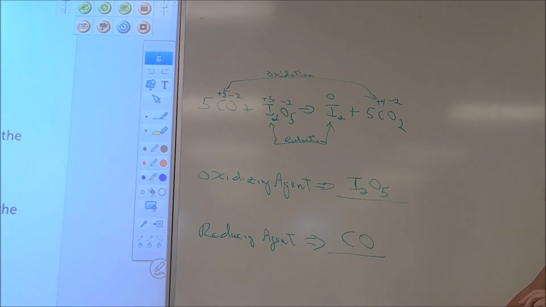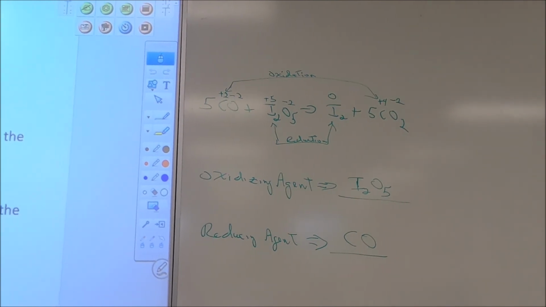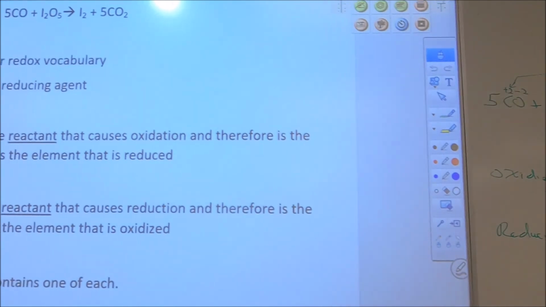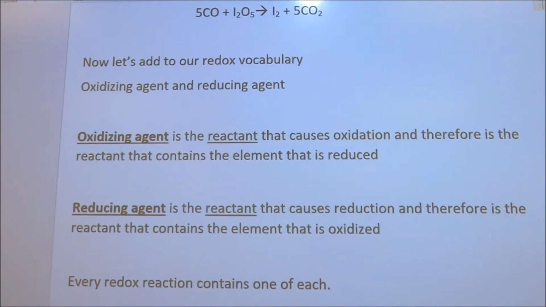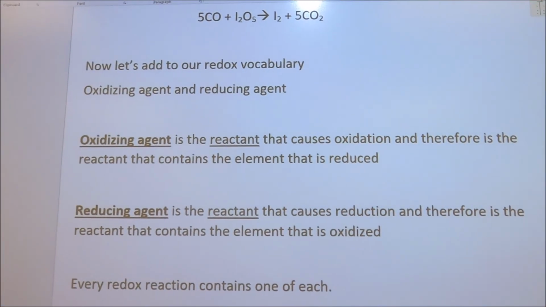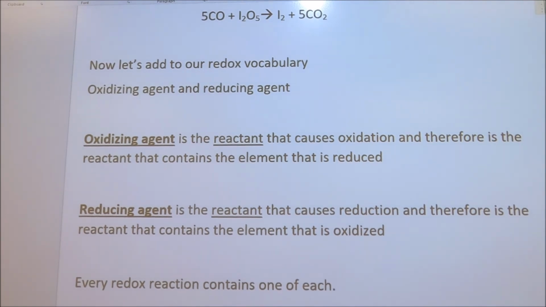Every redox reaction is going to have an oxidizing agent and a reducing agent, and they're both reactants. Okay? So you can't have oxidation without reduction. You can't have reduction without oxidation. You're always in a redox reaction going to have an oxidizing agent and a reducing agent.